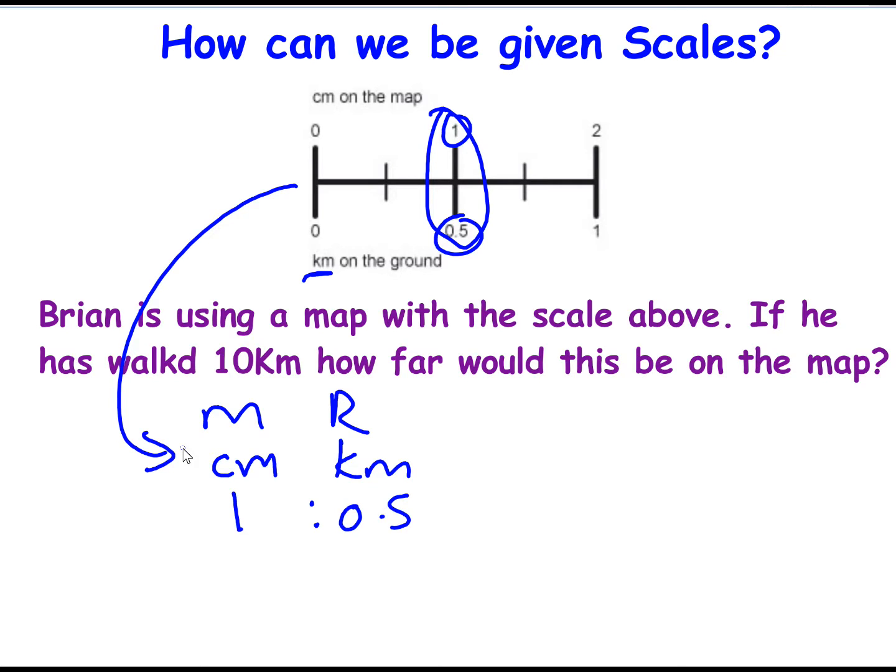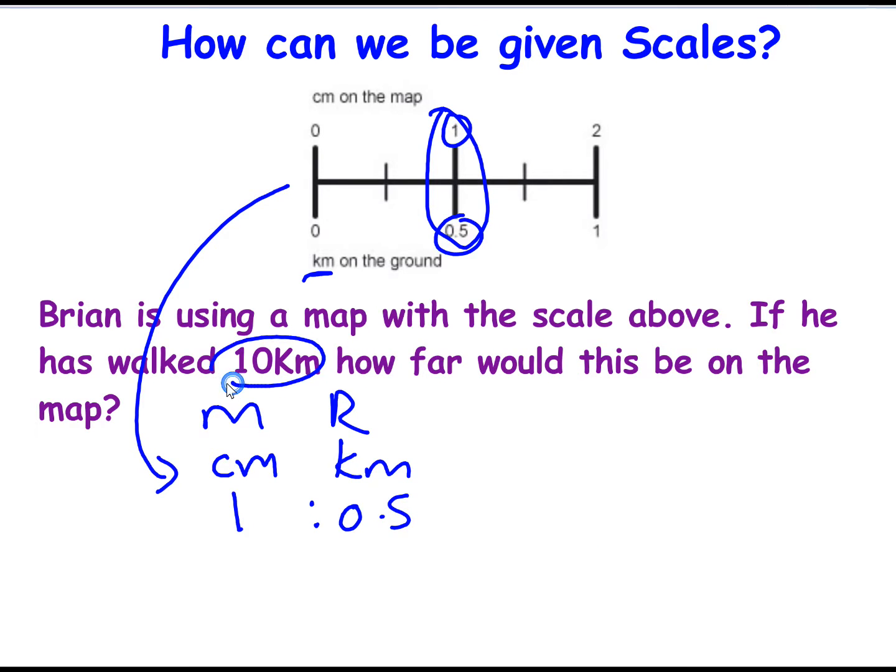Now all you need to do is give me something to convert. So if he has walked 10 kilometers, so here we go, we've been given kilometers, so we need to stick the 10 under there. How far is this on the map? So how did I get from a half to 10? Well, I've multiplied it by 20. Don't forget what we said about ratios. If you're at all unsure, you take the bottom number and you divide it by the top number. So 10 divided by a half is 20.